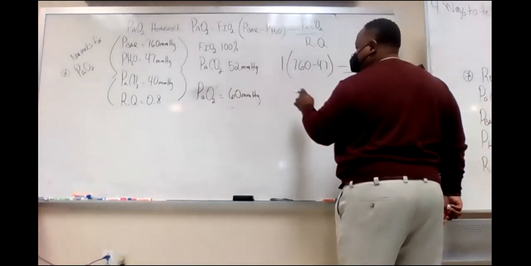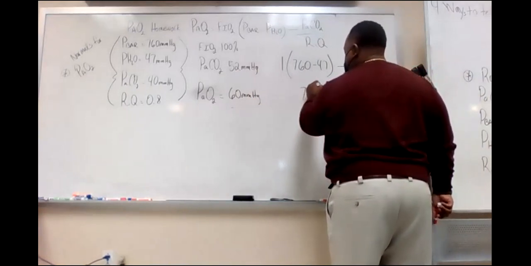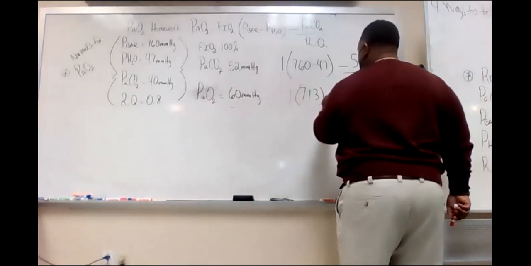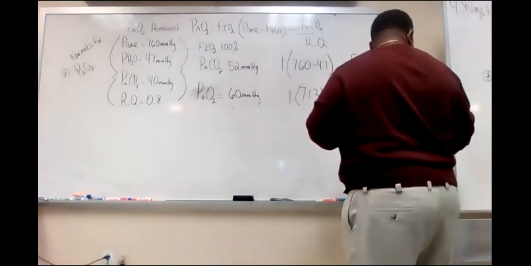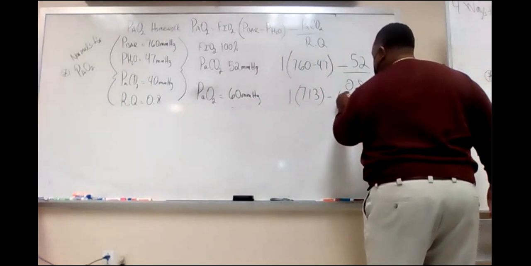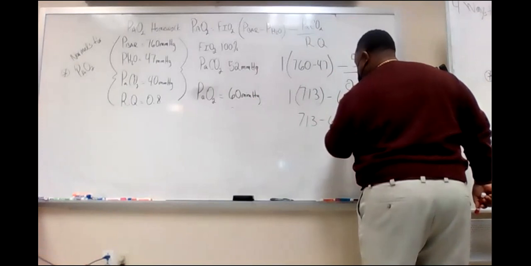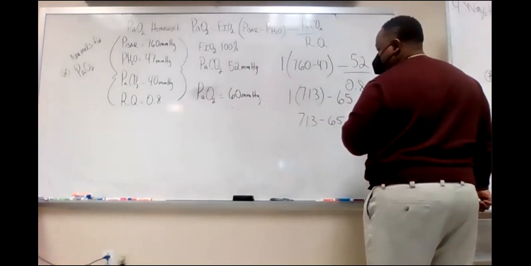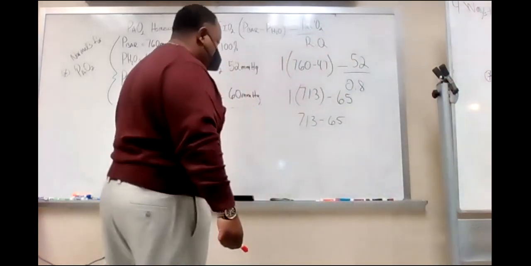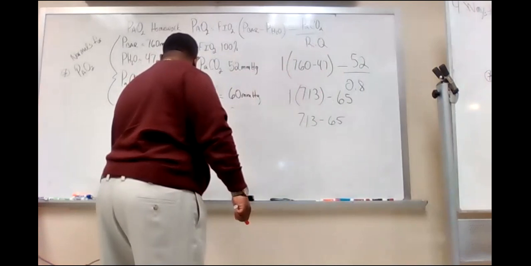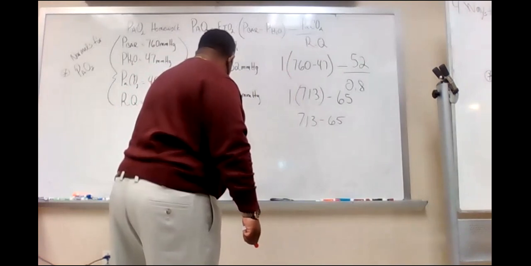760 minus 47, Kenya, is what? 713, times 1, minus, what is 52 divided by 0.8? 65. All right, 713 minus 65 is what? 648. So the P big A O2 is 648 millimeters of mercury.